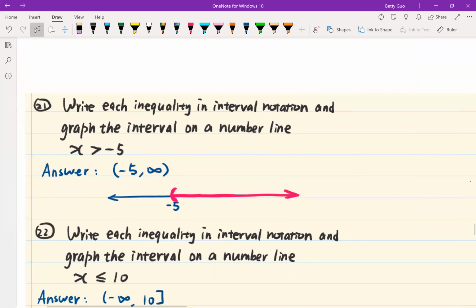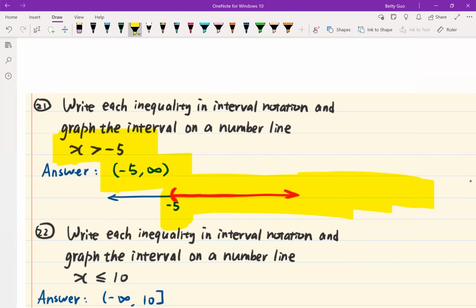Number 21. Write each inequality in interval notation and graph the interval on a number line. X bigger than negative 5. So graph first. Let's say here is negative 5. Bigger than negative 5, so we go to the right. This is one piece, so that is one interval. Left endpoint is negative 5. Right endpoint is a positive infinity. Use a comma to separate the two endpoints.